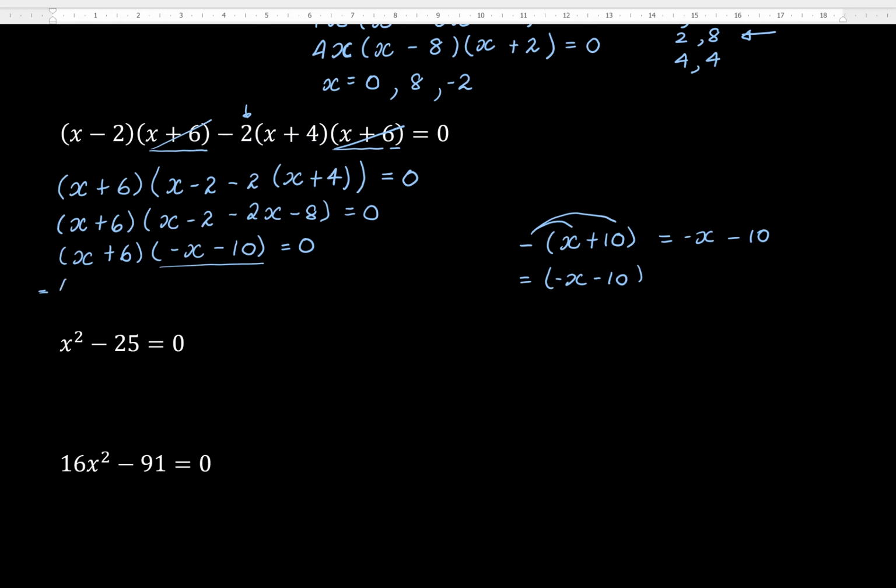The minus x plus 10 can go out the front, times x plus 6. And there we're fully factorised, and now I can solve and say x is 10, or x could be minus 6. Right, next one.